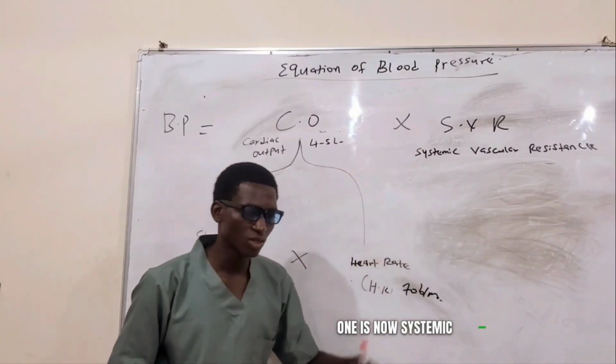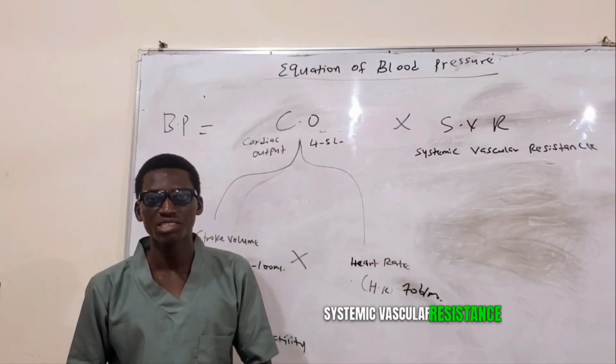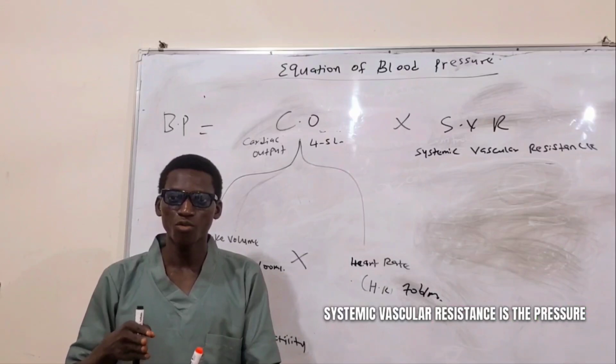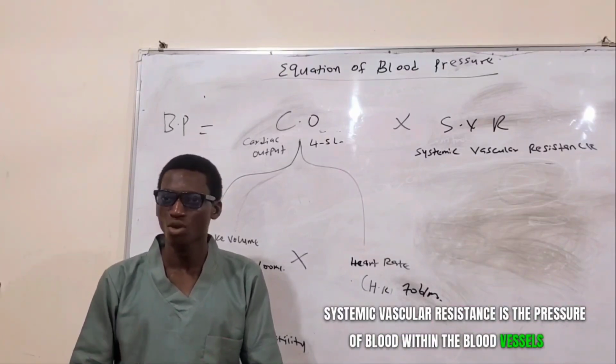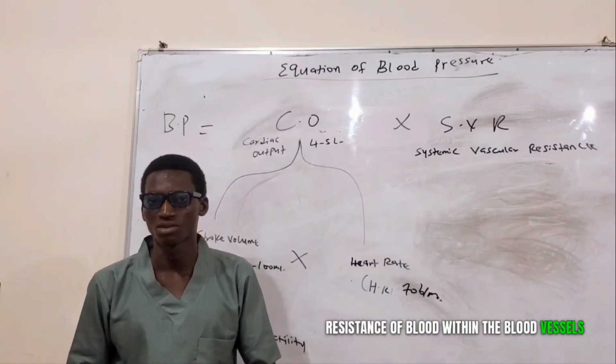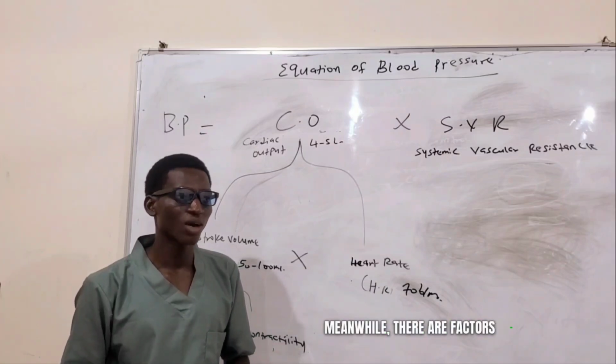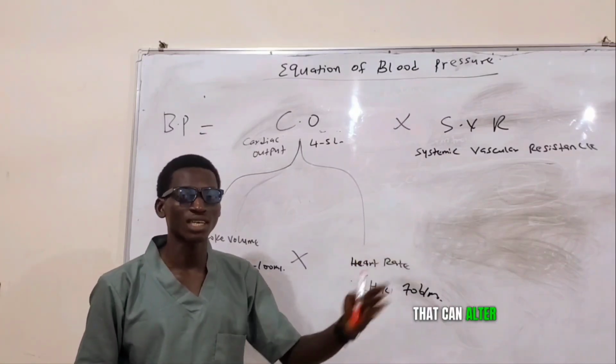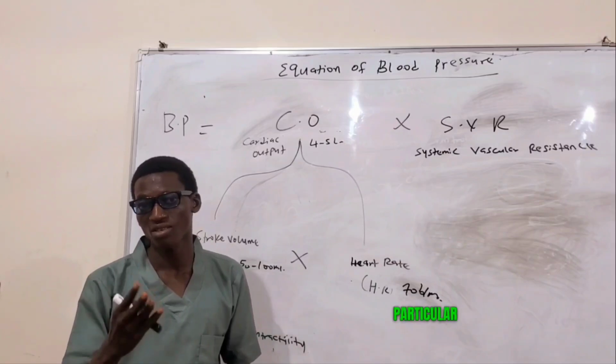What is now systemic vascular resistance? Systemic vascular resistance is the pressure of blood within the blood vessels, or resistance of blood within the blood vessels. Meanwhile, there are factors that can alter systemic vascular resistance. And these factors are three.